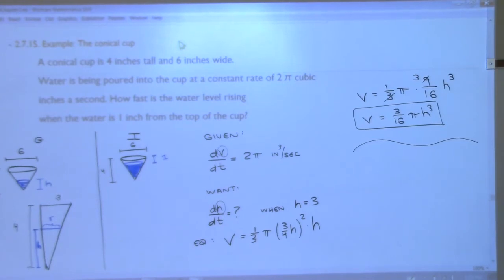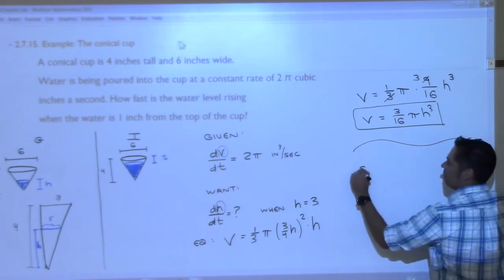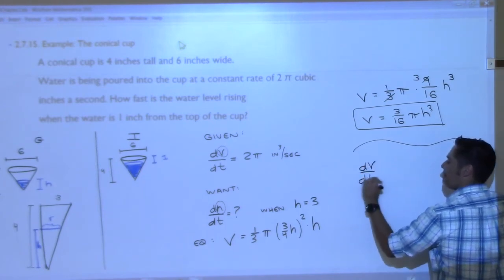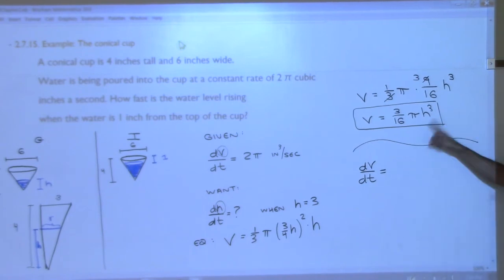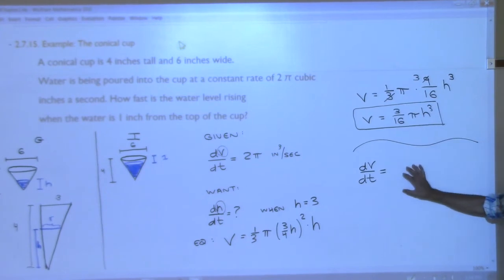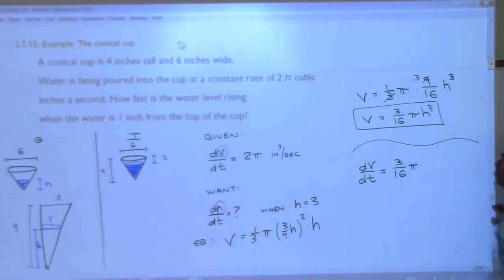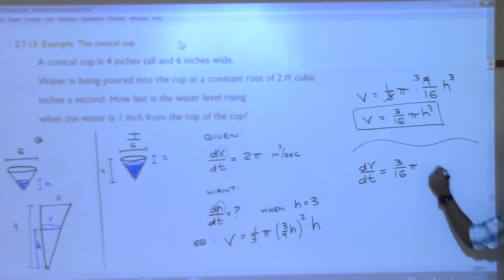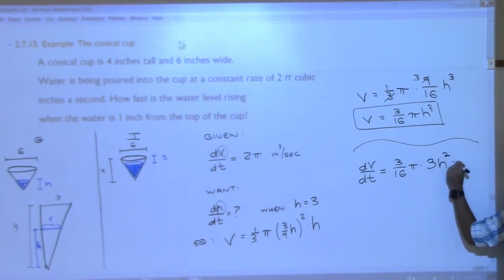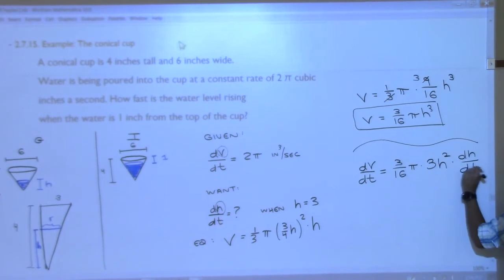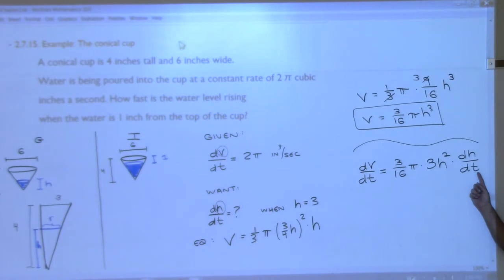All right, derivative time. What is the derivative of the left side? dV/dt equals derivative of the right-hand side. 3/16 pi is a constant, right? That's going to come for the ride. What is the derivative of h cubed with respect to time? 3h squared times dh/dt. There's your chain rule, right? That dh/dt pops out. And I'm very pleased to see this because that's what I'm solving for.